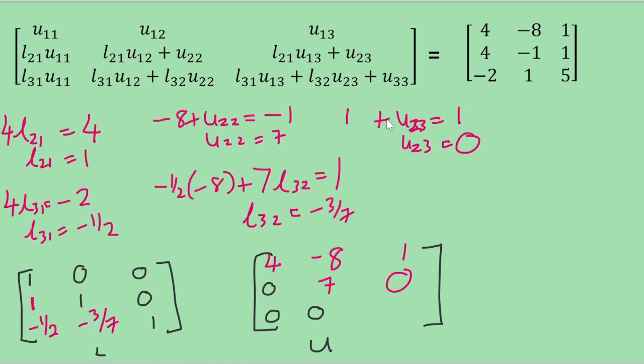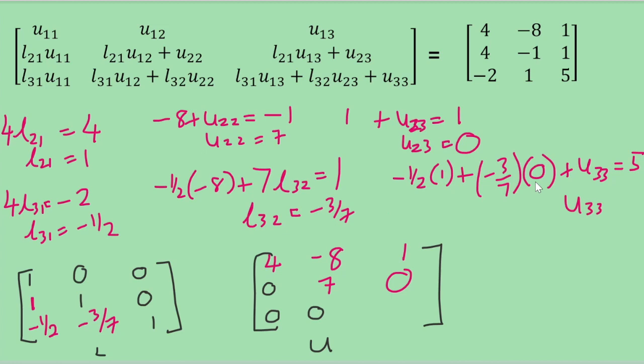And finally, we have L31, which is negative half, multiplied by U13, which is 1, plus L32, which is negative 3 over 7, multiplied by U23. U23 is 0, plus U33 equals 5. So U33 would be 5 plus half, which is 5.5. And so we found again the matrix L and matrix U.